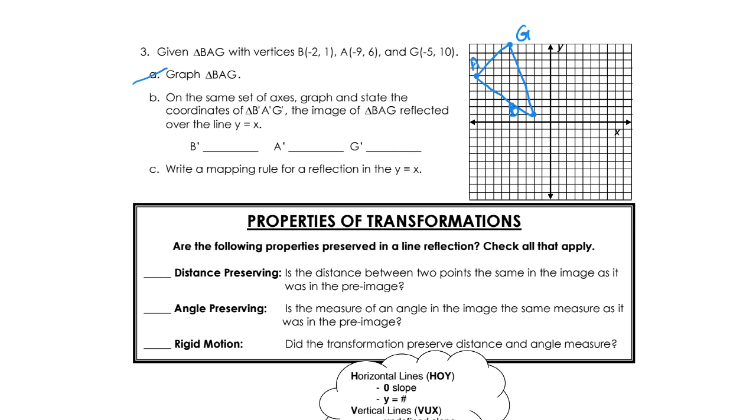So part B says on the same set of axes, graph and state the coordinates of triangle B prime, A prime, G prime, the image of triangle BAG reflected over the line y equals x. Okay. Well, y equals x, remember in the warm up, was that diagonal line. So it starts at the origin and goes up 1 over 1. This one's really important that you use a straight edge.